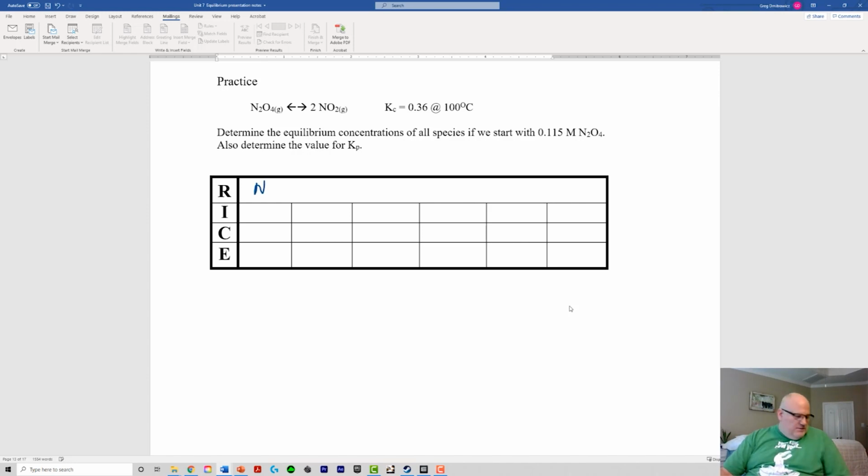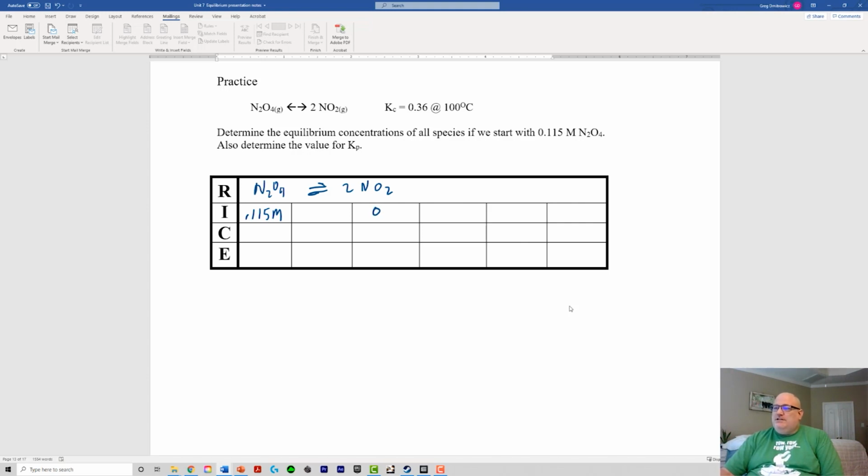I'm going to write this expression here: N2O4 and our double arrows, which look terrible, 2NO2 right here. Our initial concentration, they say, is we start with 0.115 molar of this, and we have 0 of this.